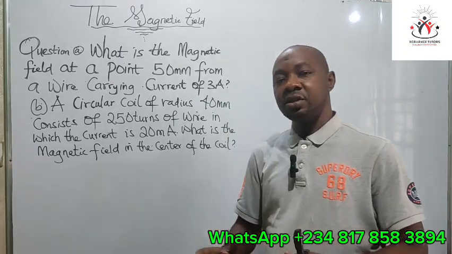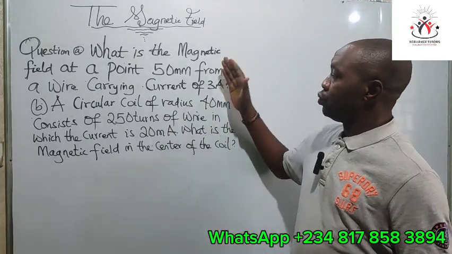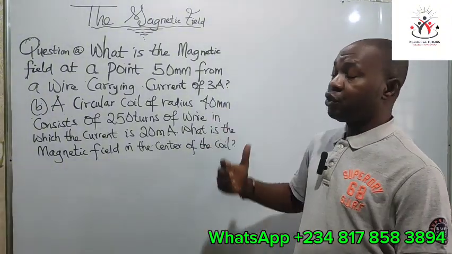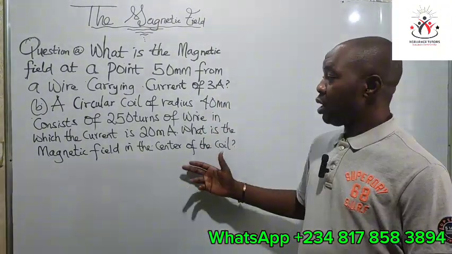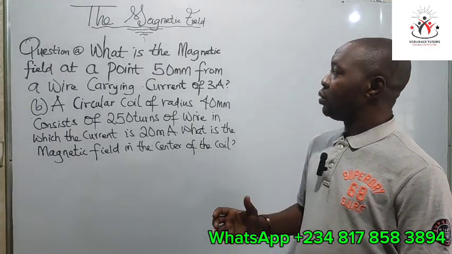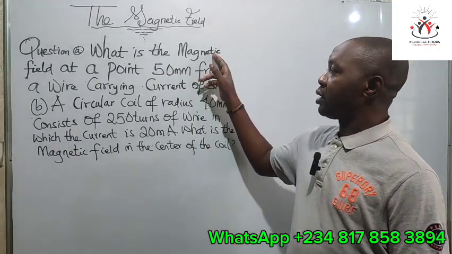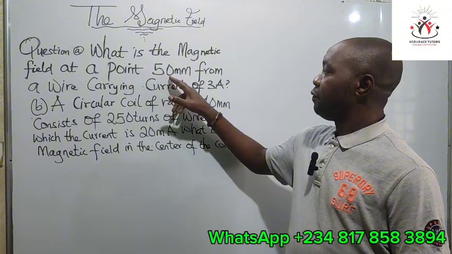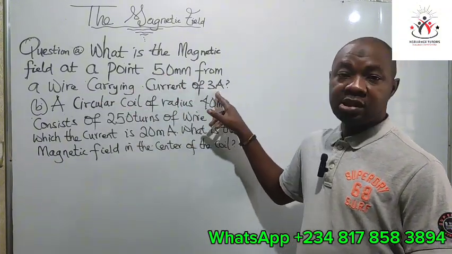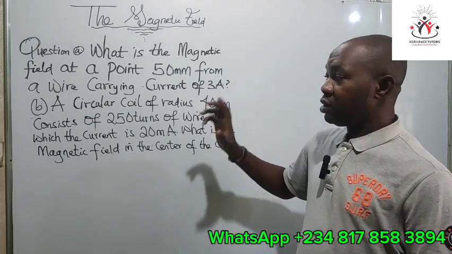I already gave him the proof as to how to measure the magnetic field intensity for a straight wire carrying current and that of a circular coil. Now let's find out the magnitude of the magnetic field at a point 50 millimeters from a wire carrying a current of 30 amperes, which is the first question.